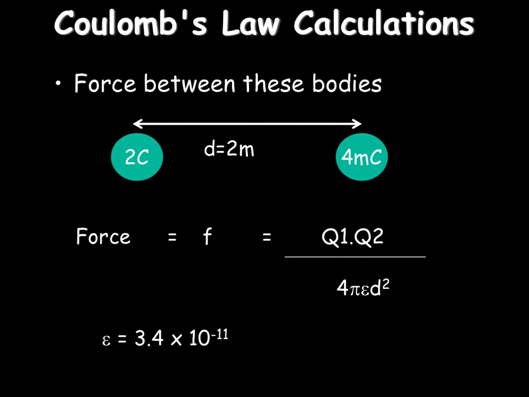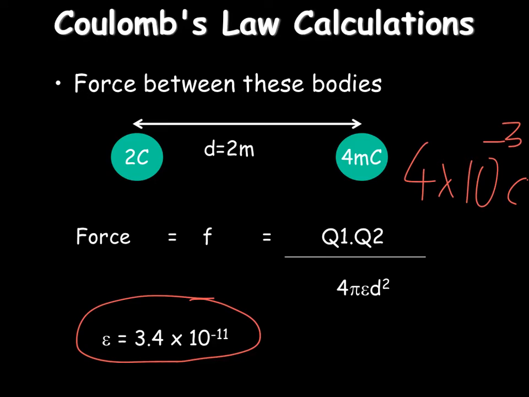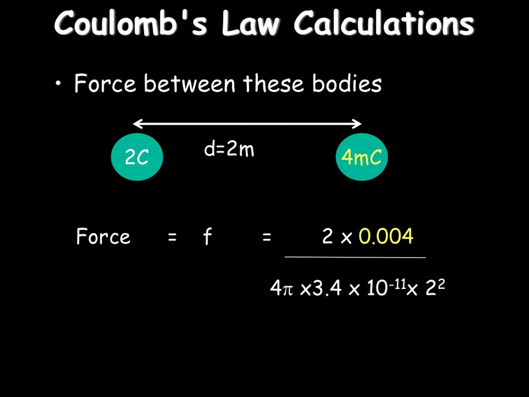Here's a simple calculation between two charges. One's at 2 coulombs, the other's at 4 millicoulombs. Sorry, that's 4 times 10 to the minus 3 coulombs. And we can put these in together with this figure, remember, the permittivity of free space, which is down here. There it is. 4 pi is obviously 4 pi as we'd expect, and d is the distance between the two of them. So we put all the numbers in.